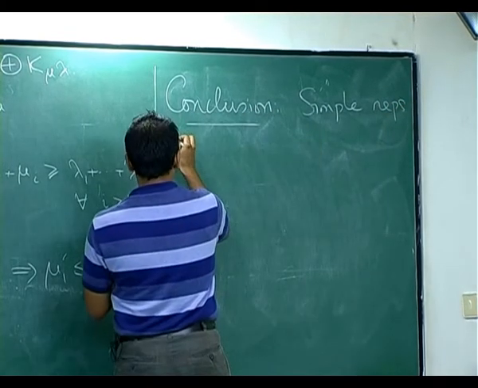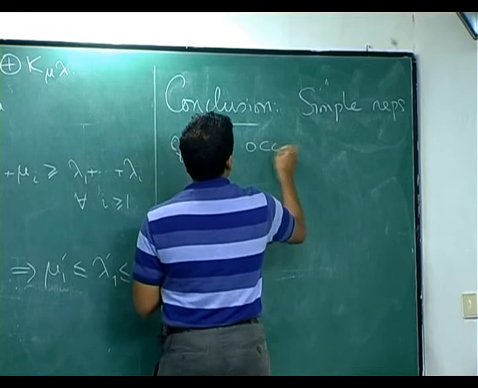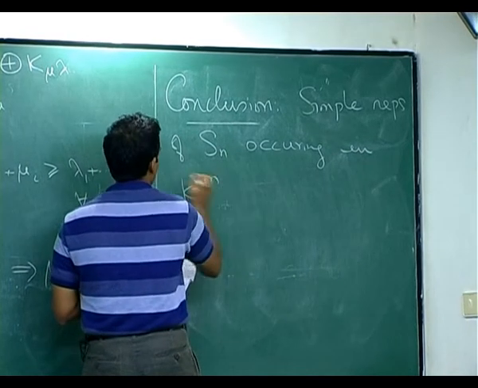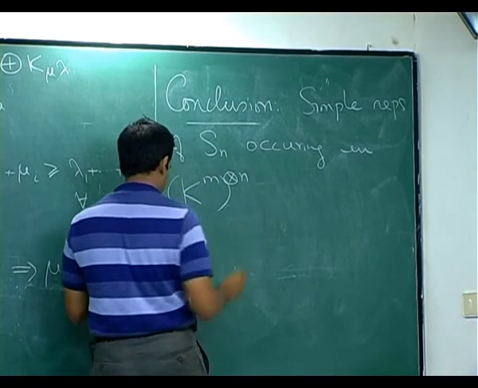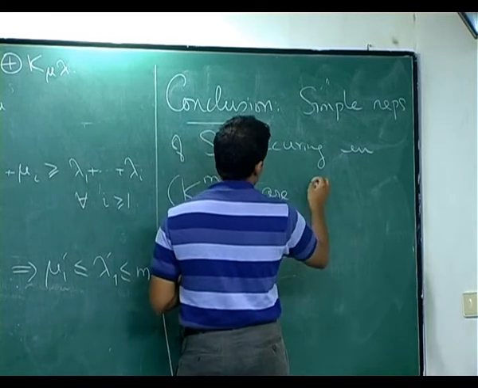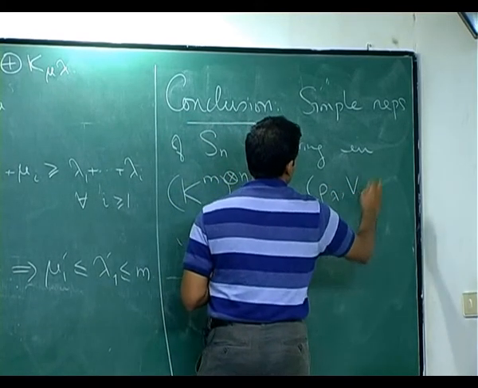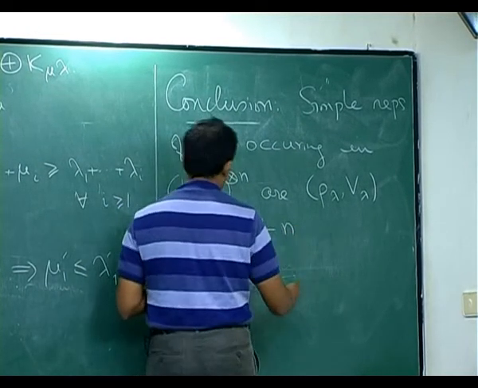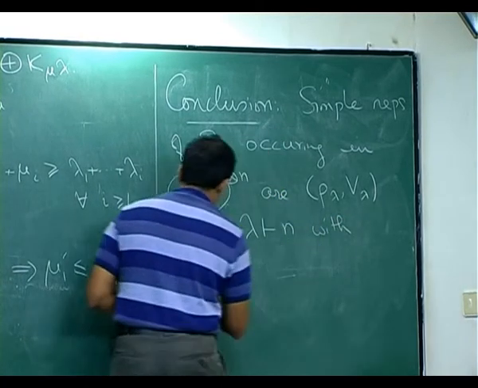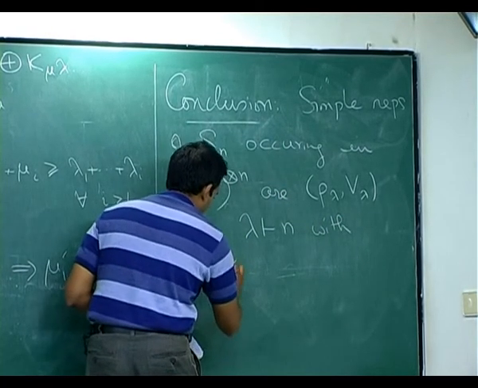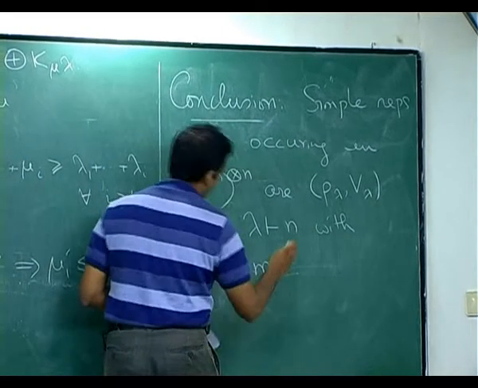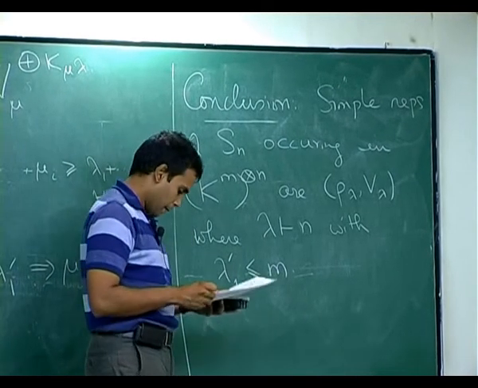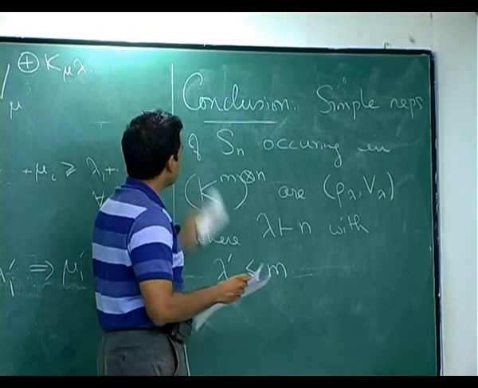The simple representations of Sn occurring in the n-fold tensor power of k to the m are the ones rho lambda v lambda, where lambda is a partition of n with lambda having not more than m parts, which is the same as saying that the conjugate partition has first part less than or equal to m. That's the theorem.